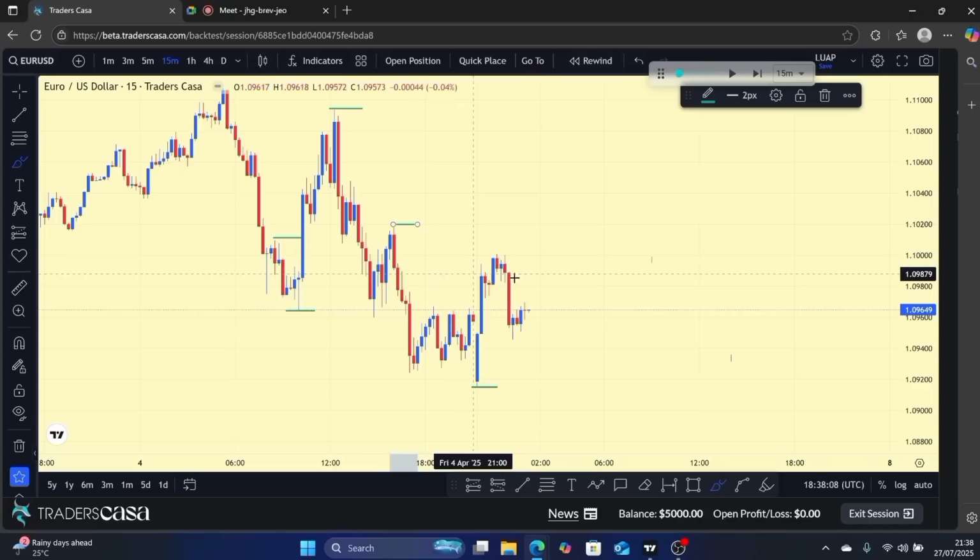and you can clearly see this reaction, probably because of this SMT. Anyways, we have identified our inducement. So right now I need to wait for price to take out that inducement.